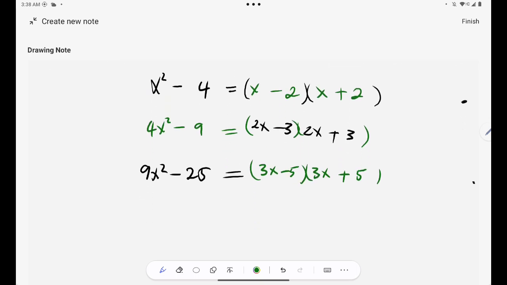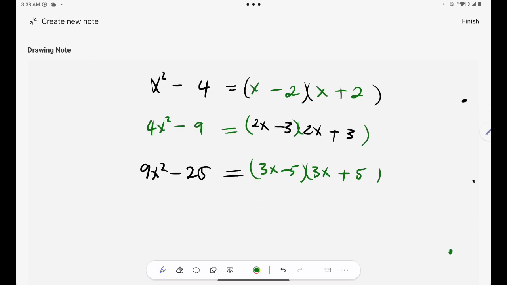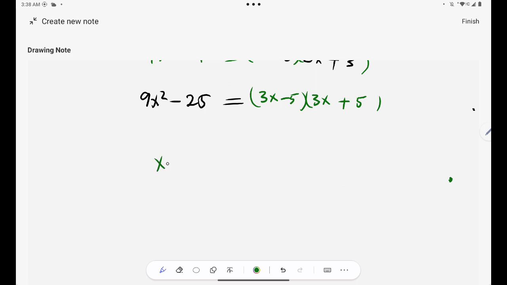All right, together, guys. Please note that a sum of two squares is not factorizable. If you have x squared plus 16, there is nothing you can do about this. It is as simplified as possible. You just have to leave it like this. All right, together.